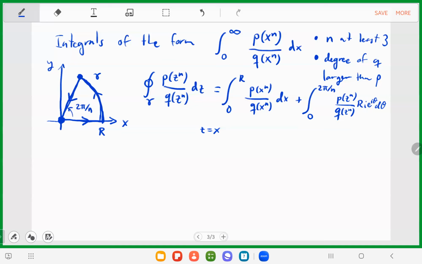So this is fine. Now for the third piece, what is the change of variable that we want to do?